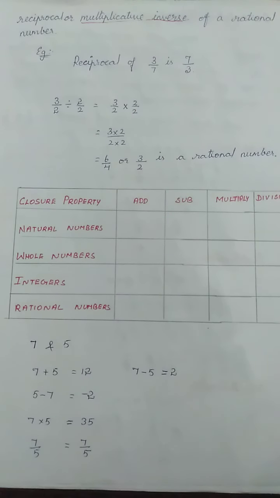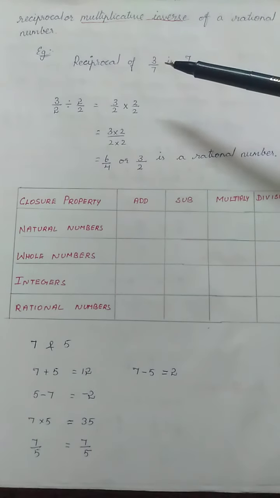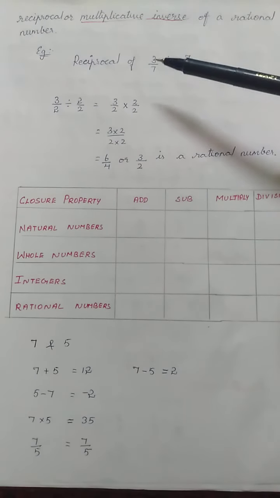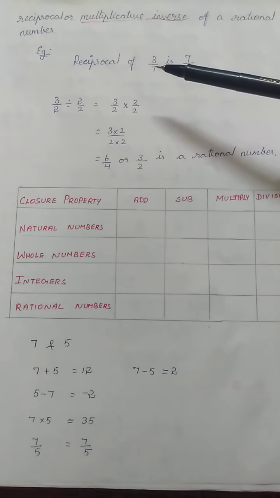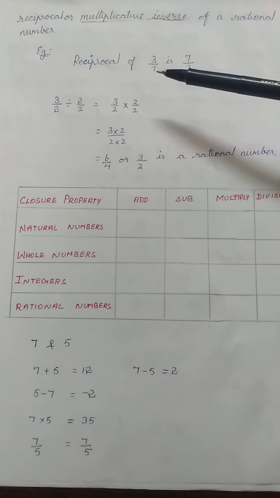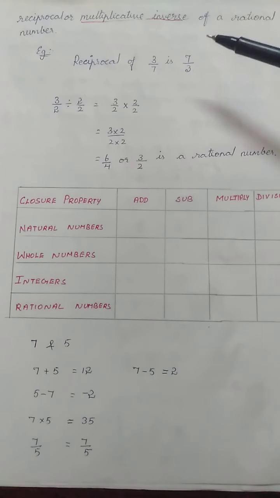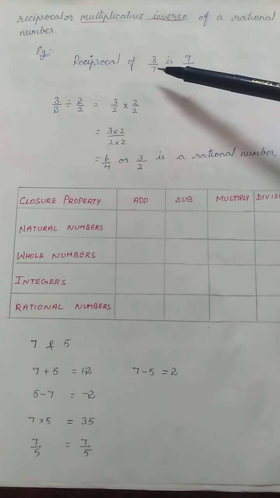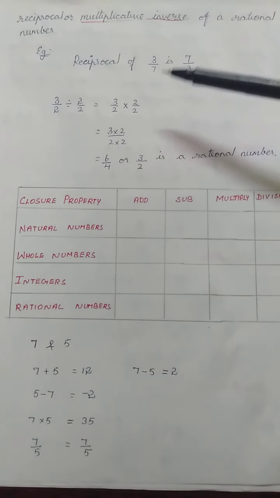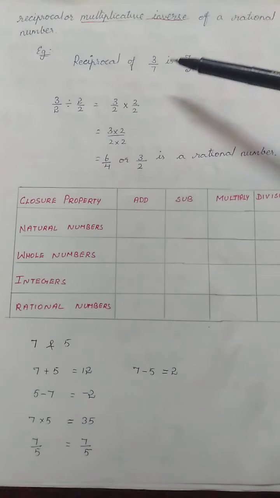Now let us see an example, reciprocal of 3 by 7. I already said in reciprocal you have to interchange the numerator and the denominator. So the reciprocal of 3 by 7 will be 7 by 3, where 7 becomes the numerator and 3 becomes the denominator. That is why the reciprocal of any number will be just the reverse order of the same number.